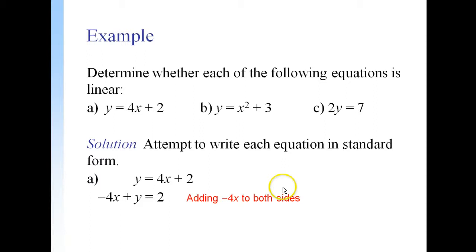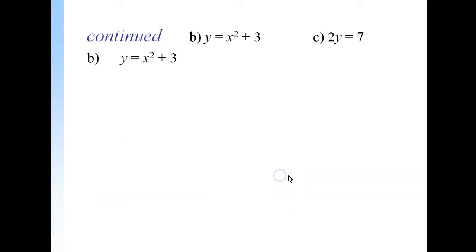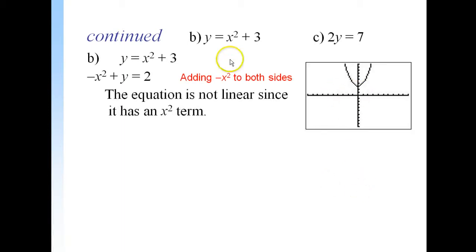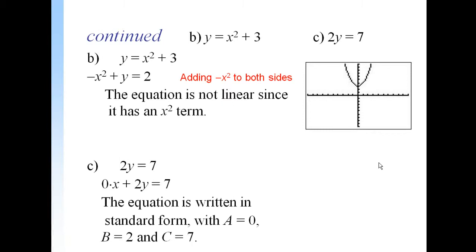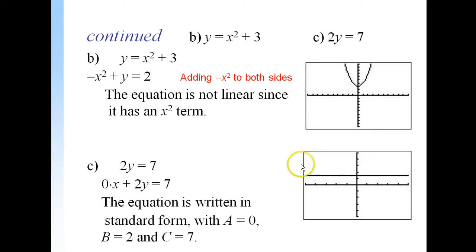And you could also put them into standard form by taking the 4x term, bringing it over to the other side, transposing it. Now this is in standard form. Usually they like the a term to be positive, but that's okay. And this is the parabola here. So it's not linear. And this is a horizontal line. And there it is. Okay, that wrapped this up.